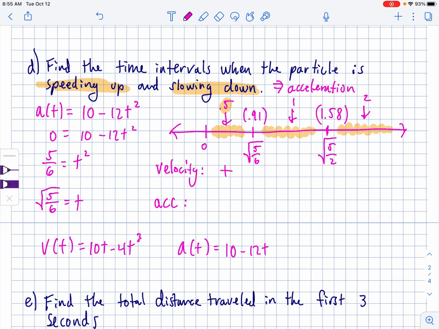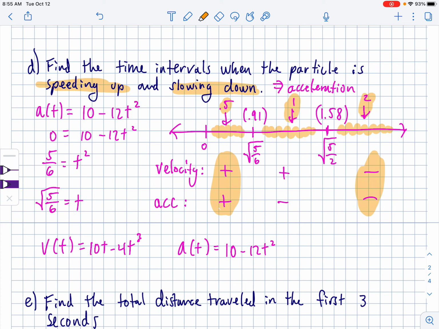Cubed, I mean. And then a of t, acceleration, is the second derivative, which is 10 minus 12t squared. I guess I had it right there. When you put 0.5 into acceleration, you should get a positive number as well. And then if you put 1 into both of those, in the velocity equation, you get a positive. In the acceleration, you get a negative. Then when you put 2 into both of them, I believe they're both negative numbers.